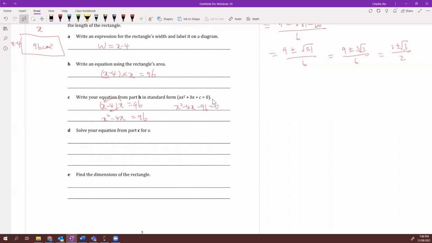Solve the equation from part C for x. Okay, good question. To solve x squared minus 4x minus 96 equals 0, that's a monic trinomial. So we look at the last term, negative 96. I think of two numbers that multiply to negative 96 and add to negative 4. Oh, this could be tricky.